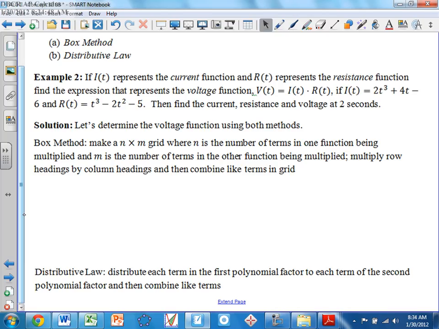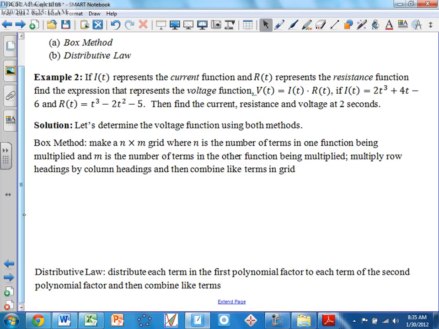You all know box method already, so you really don't need this. But I just came up with my own definition. I said, make an n by m grid. You don't have to write this if you know how to do box method. Make an n by m grid, where n is the number of terms in one of the functions being multiplied, and m is the number of terms in the other function being multiplied. So make a box, same way we always do it. Multiply row headings by column headings, and then combine like terms that exist in the grid.